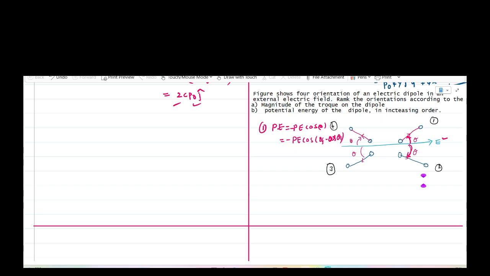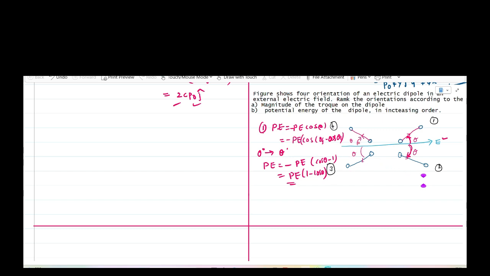So here cos 0 initial means 1. In case 1, 0 degrees to theta degrees, that equals minus PE into cos theta minus 1. So that is equal to PE into 1 minus cos theta. This is the work done by the agent, which is equal to the negative of the work done by the field, opposite. Similarly, in the first and second, magnitudes are the same but direction is opposite.